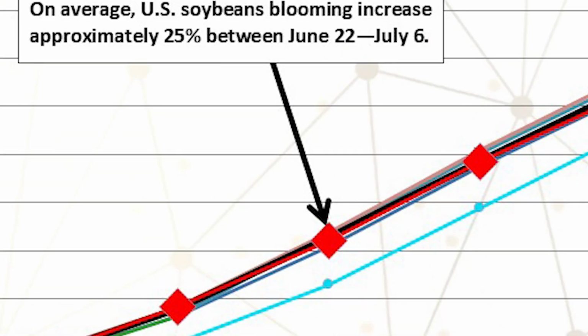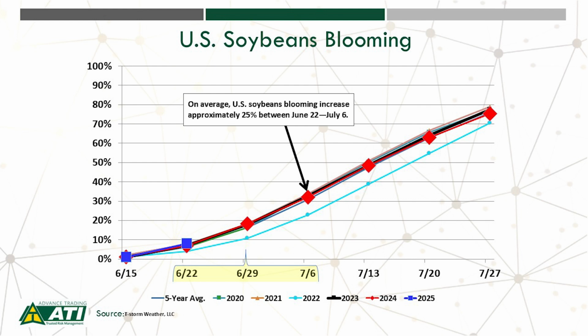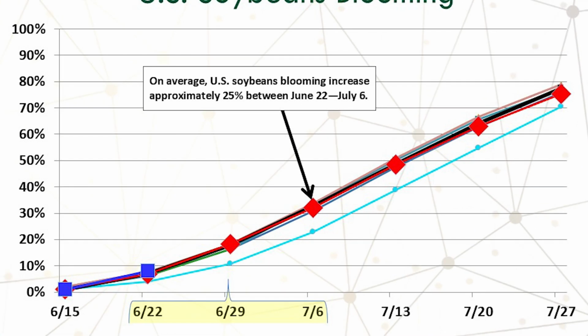Let's shift gears now and focus on crop progress for beans. What we've done with this chart is look at soybeans blooming. Now soybeans blooming on average increased approximately 25% from June 22nd to July 6th. So at 8% currently, we may be looking at about a third of the bean crop blooming as we get into that July 4th weekend. And as we enter the month of July, of course, weather will become increasingly important for beans.